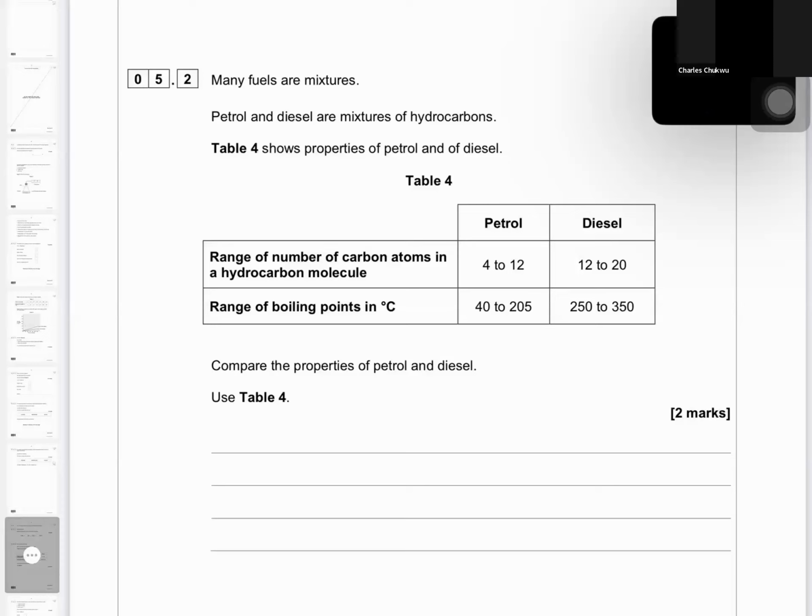Okay. Well, what else does the marking scheme say? Hydrocarbon molecules in petrol have fewer carbon atoms than those in diesel. Okay. Petrol has a lower boiling point than diesel. Okay. Does it say why? Does it give any explanations? Petrol is more flammable than diesel. Petrol is less viscous. Did you say petrol is more what? Volatile. Did you say volatile? Viscous.